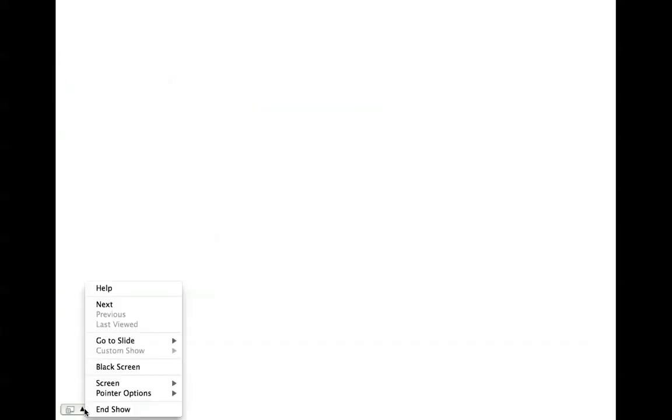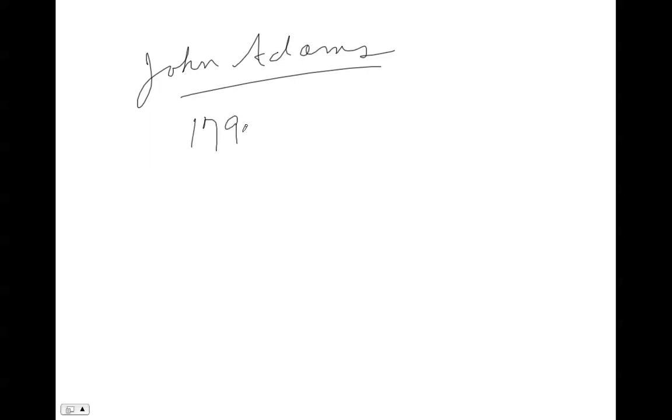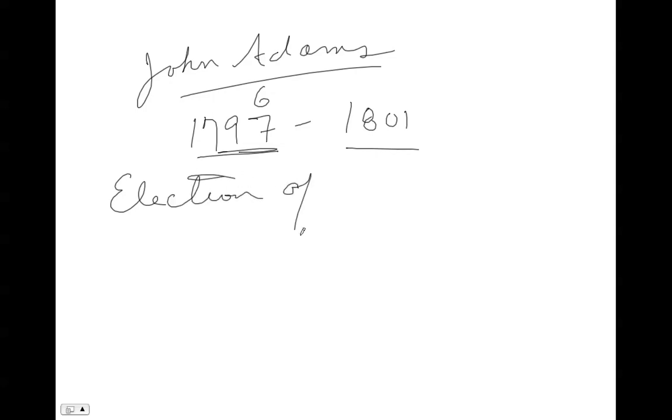All right, so John Adams became president in 1797. Was president from 1797 to 1801. Now, of course, the election was '96. Did I say 1797 or '77? Yeah, okay, I think I said it right. 1797 to 1801, and the presidential election, of course, was 1796.